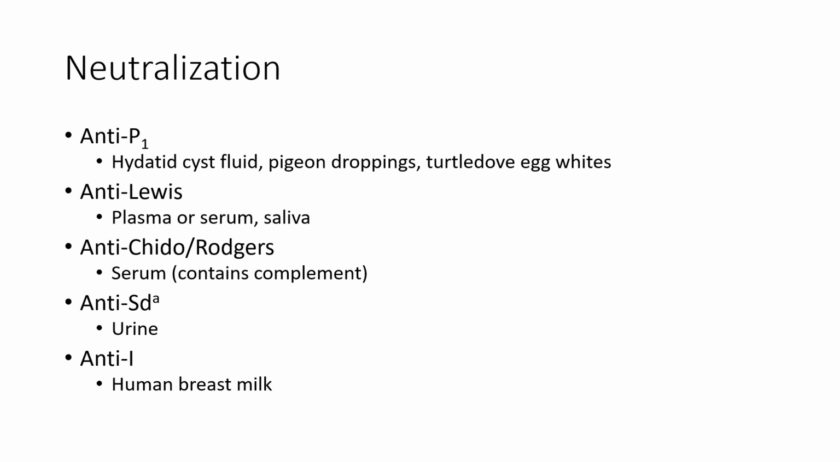Anti-P1 can be neutralized by hydatid cyst fluid, pigeon droppings, and turtle dove egg whites. Anti-Lewis antibodies can be neutralized by plasma, serum, or saliva. Anti-Cheeto and Rogers HTLA antibodies can be neutralized by serum because it contains complement. Anti-SID antibodies can be neutralized by urine, and anti-Big I antibodies can be neutralized by human breast milk.